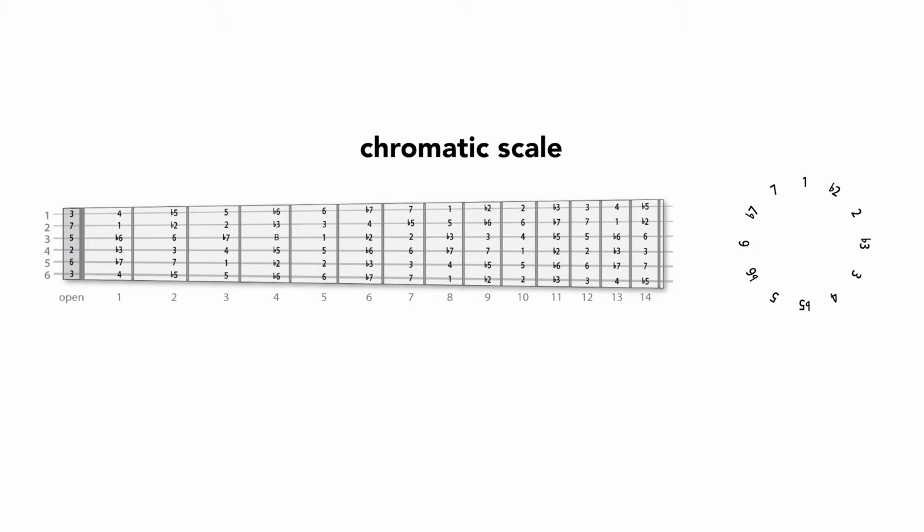Again, the chromatic scale includes 12 notes and therefore 12 different intervals. And using number labels, these intervals also have their own scale degrees, marked by numbers as well.